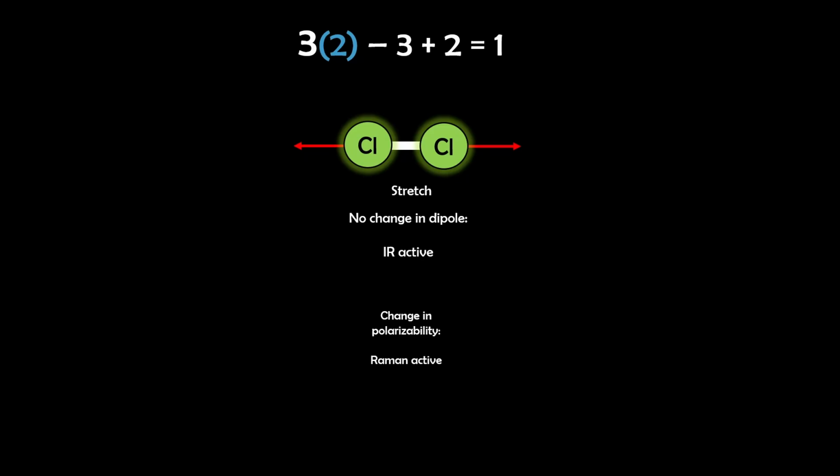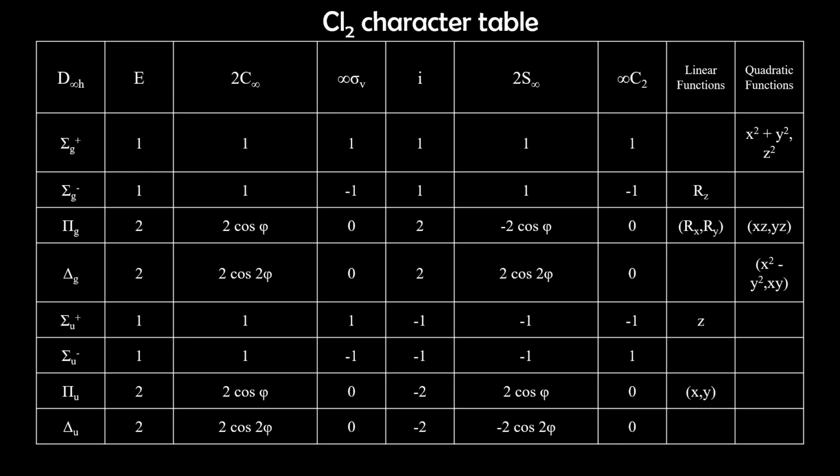During this stretch, the molecule remains nonpolar because both atoms are identical. The vibration does not create a changing dipole moment, so the fundamental stretch is IR inactive. However, the vibration does change the polarizability of the molecule, so it's Raman active. Using symmetry language or going back to the character table, this stretching vibration transforms as sigma g plus, and we can see it has a quadratic function in more than one dimension, meaning it's Raman active. So we have confirmed this with the character table.